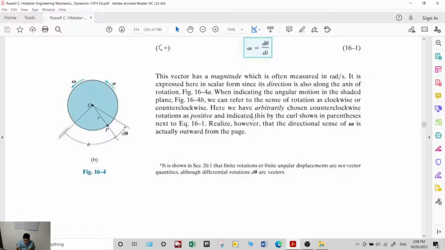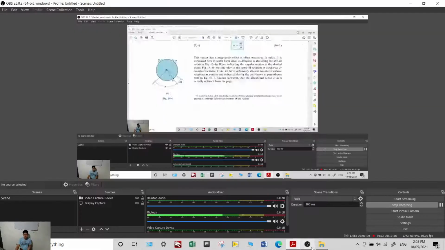We have a notation here. When indicating the angular motion in the shaded plane, we can refer to the sense of rotation as clockwise or counterclockwise. So in this book, we have arbitrarily chosen counterclockwise rotation as positive.